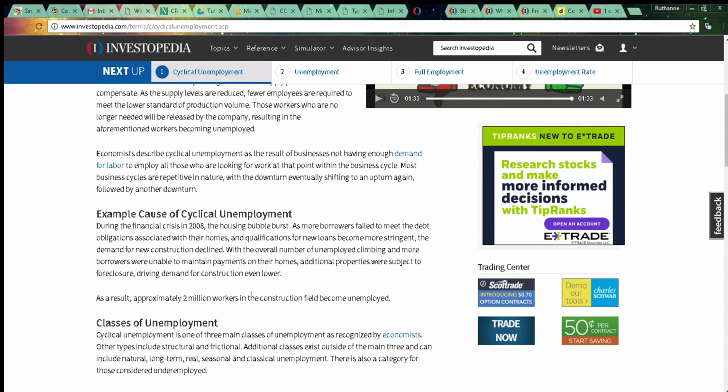They give an example of cyclical unemployment during the financial crisis of 2008. You had a housing bubble that burst. So as the bubble continued to burst, you had borrowers failing to meet the debt obligations associated with their homes. You had people that were in homes that they could in no way afford and should never have been given a mortgage for in the first place.